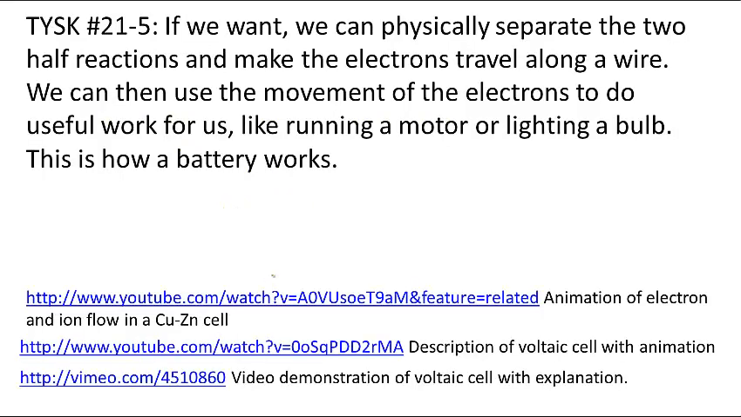All right. So I'm not going to show you this, but I'll post this. If we want, which we do, we can separate these two half reactions into things called cells. And not the cells in your body, but electrochemical cells. And we can use that to make electrons do work for us, like running a motor, light bulb, your cell phone, anything. So we can make batteries by separating the oxidation reduction reactions and making the electrons travel through a wire and doing work. Okay. So I do recommend watching these. They're pretty neat. It just shows you visually what's happening.